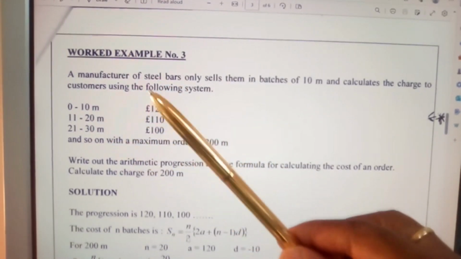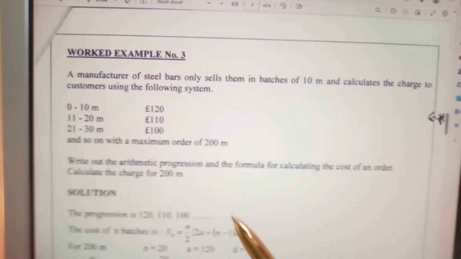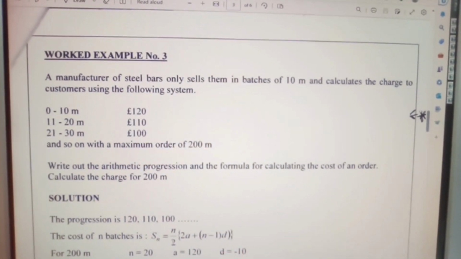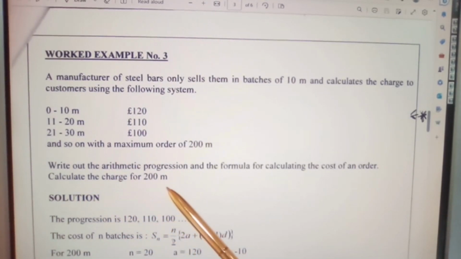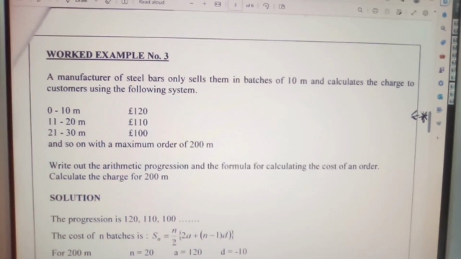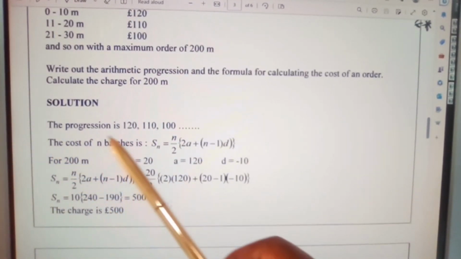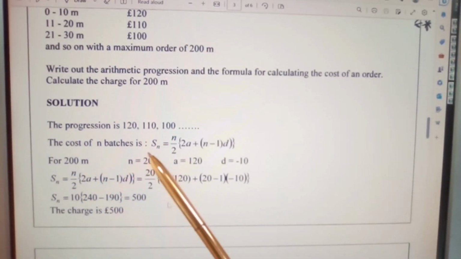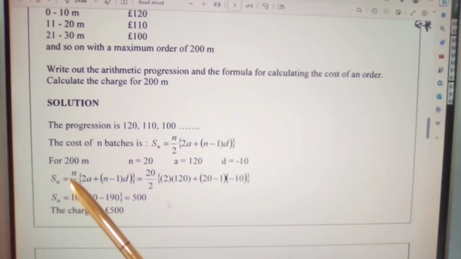When you look at this, it's important that you look at the information and extract it, because you need that information in order to put it into the equation. Write out the arithmetic progression and the formula for calculating the cost of an order. Calculate the charge for 200 meters. So what you're going to be looking at is the progression, the cost of n batches, and again you need to write out the formula for 200 meters.